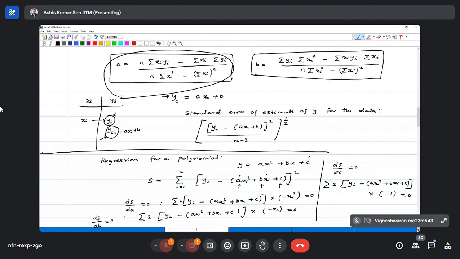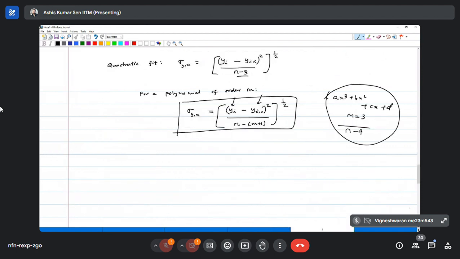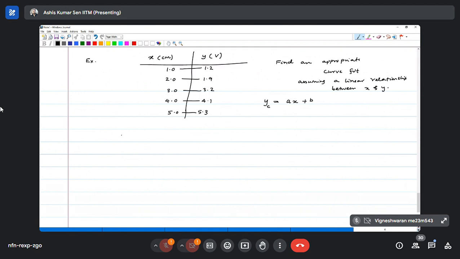Here this is for a and this is for b, and so if I write down that, first I write for a, is sum xi sum yi minus n sum xi yi divided by sum xi square minus n sum xi square, and I just substitute these values.